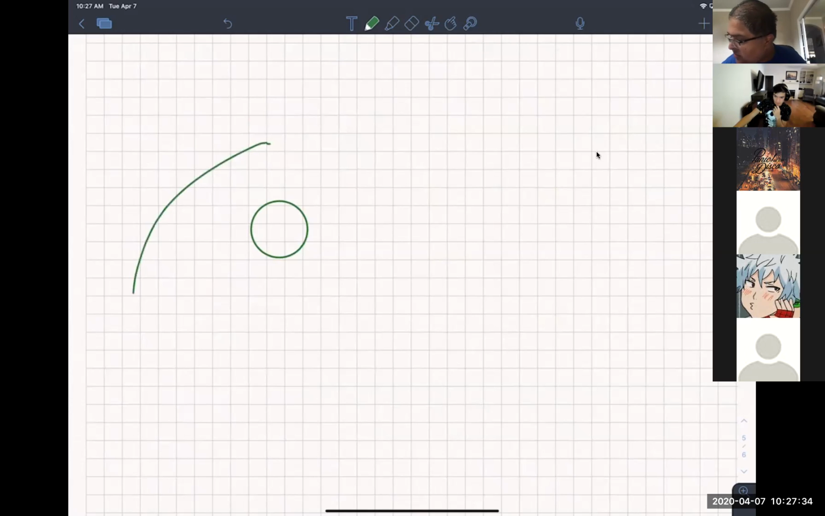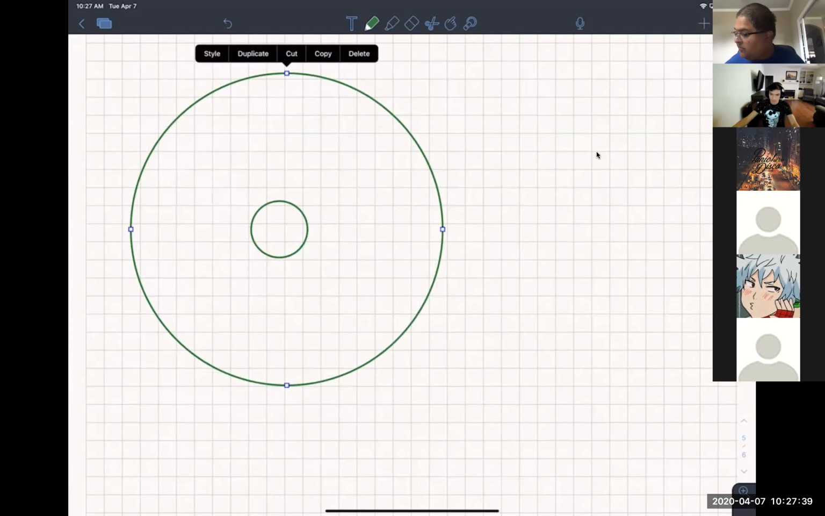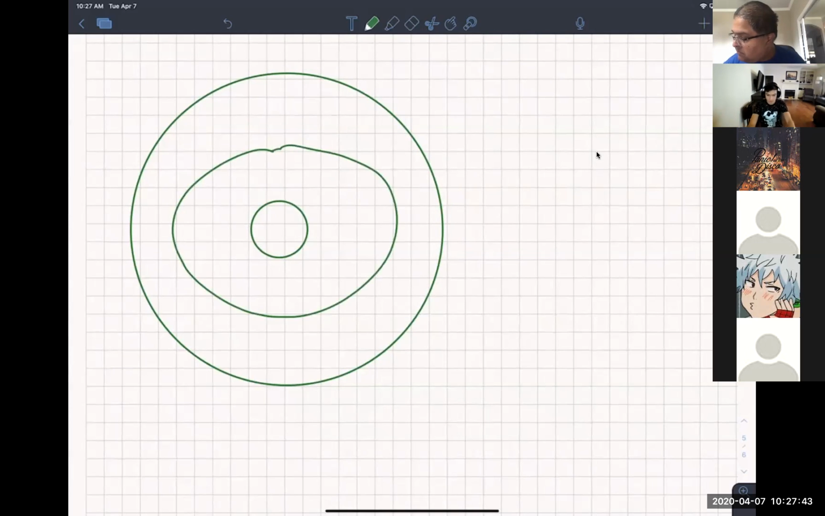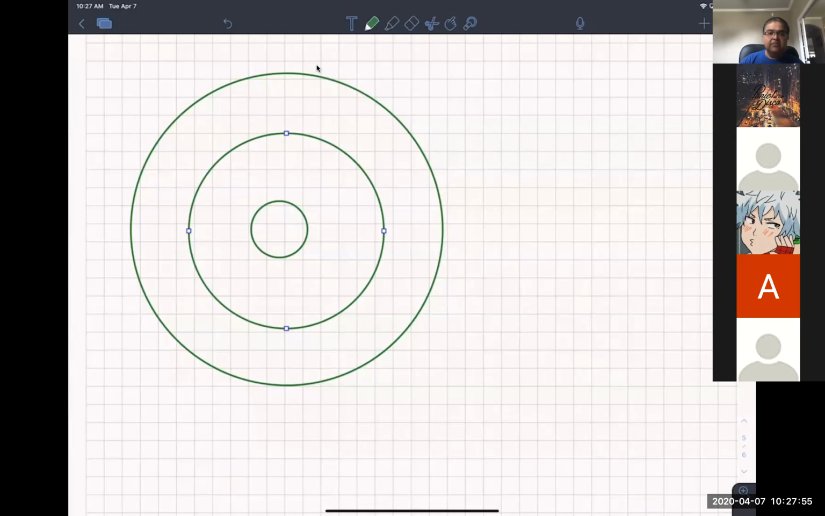Concentric circles are circles that are within one another. These are concentric circles, circles within circles. Okay, they don't intersect; they just are within each other. Okay, concentric circles. So, any questions on any of those?